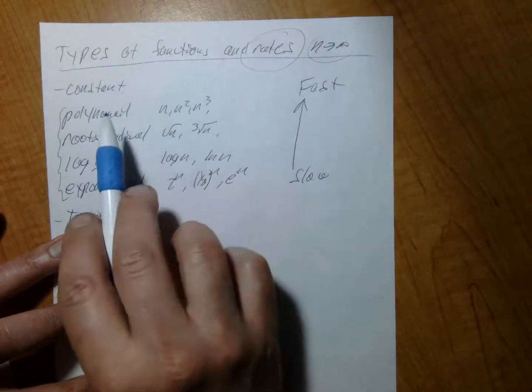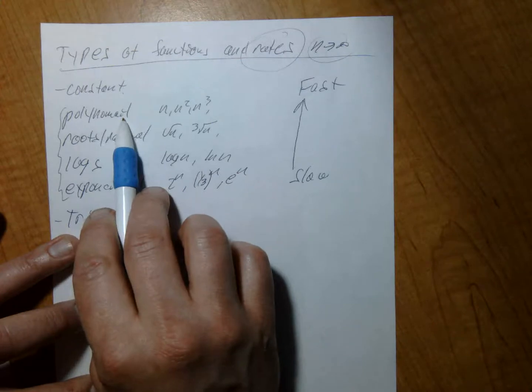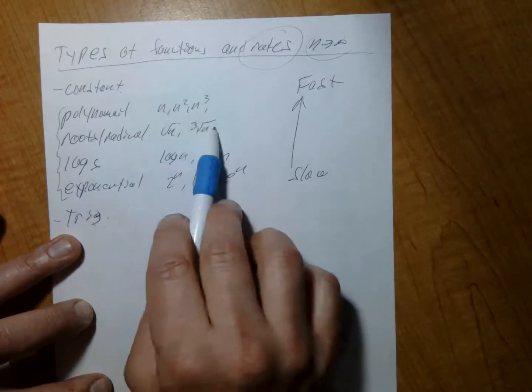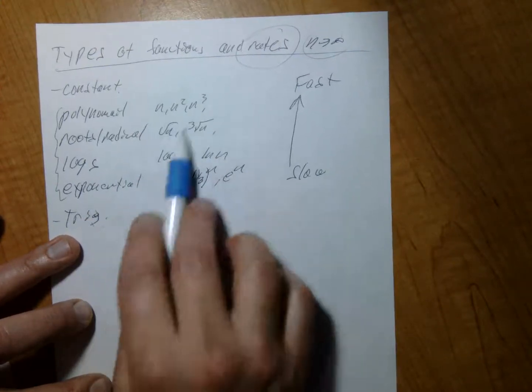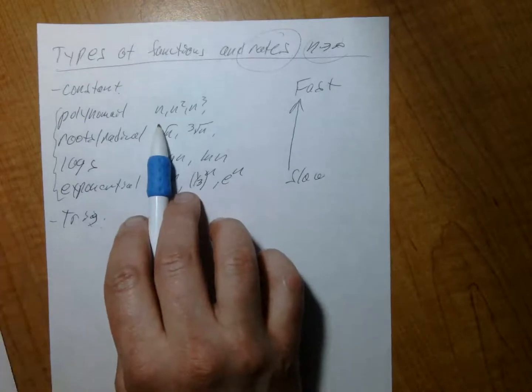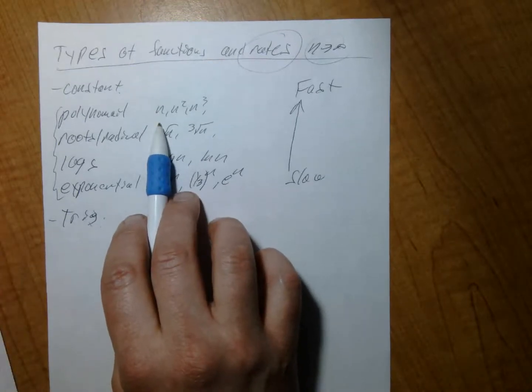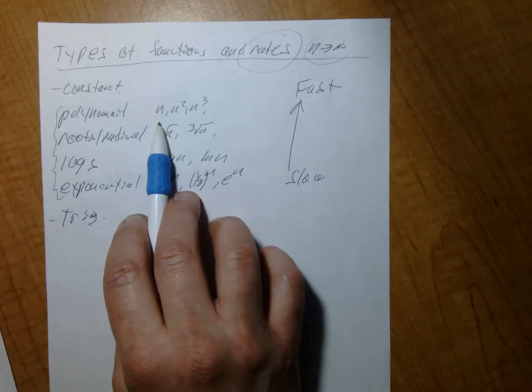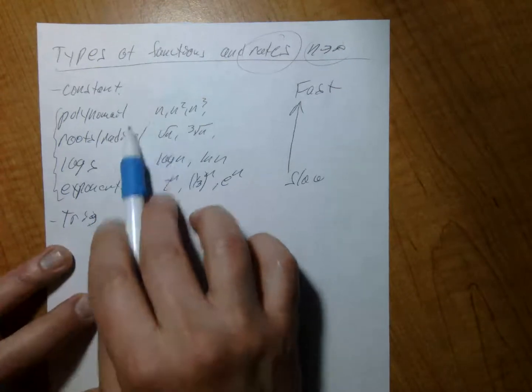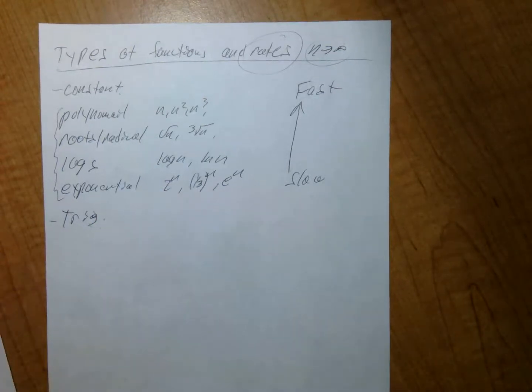But if n's going off to infinity, these are going to get larger. These are going to get larger. All of these are going to go off to infinity. But what I'm more interested in right now is the rate at which they're going to go. So if you haven't done so already, pause it and see if you can put these in order, slowest to fastest.